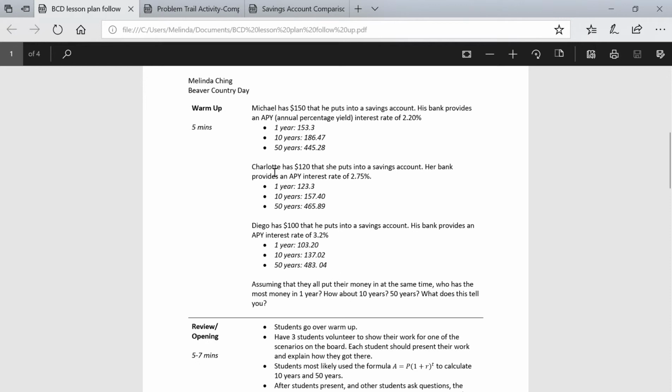So they're going to be calculating the different amounts of money that they're earning over the years. And even though Michael starts off with the most, in 50 years, they're going to see that actually Diego, who started with the least, has the most money. I'll give them about 5 minutes to work on that. If they need more time, obviously I will give them more time.